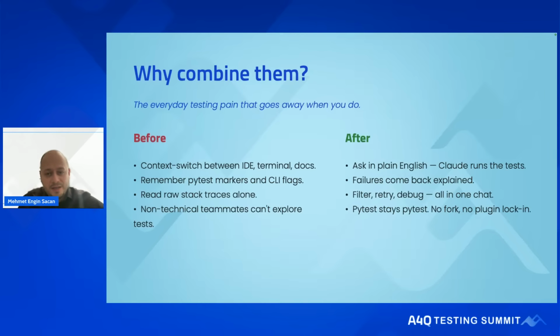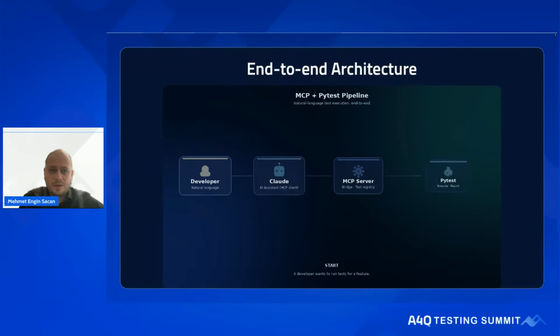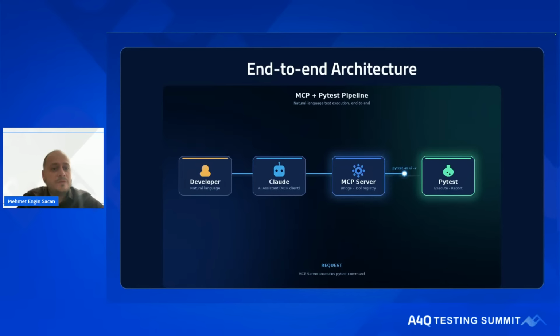But the after side is what the conversational interface gets you: plain English in, explanations out. The test framework hasn't changed. Pytest is still Pytest. You can drop the integration tomorrow and lose nothing. The important part, like I said, is that Pytest stays Pytest. No fork, no plugin lock-in. If MCP disappears tomorrow, your tests still run.